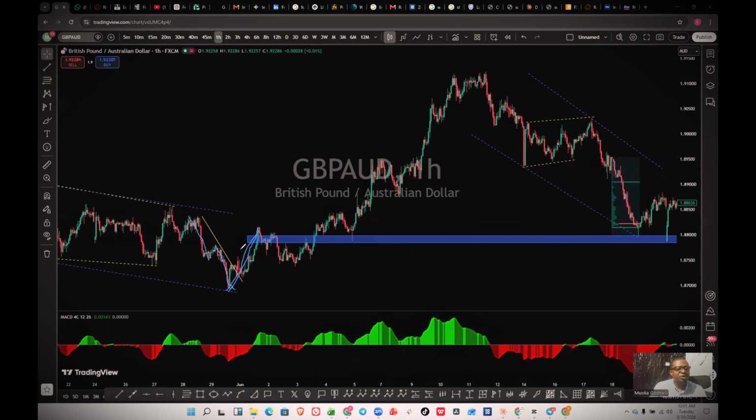So what I need to do, because price doesn't move in a straight line, is come down to my lower time frame and begin to analyze this wave to know when it's about to end. And that is the same way price moves. You need to understand what we call the fractal nature of the market.